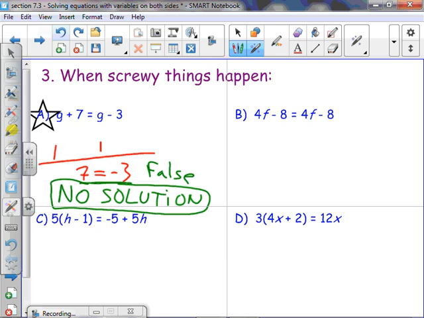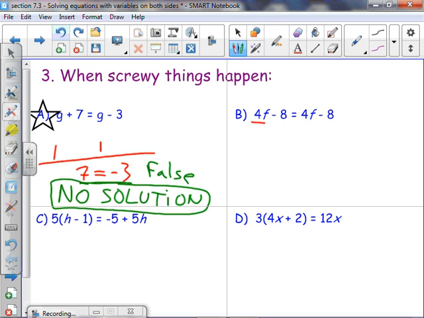Anytime you wind up with something that's clearly false, some number equals a different number, then there is no value that we can pick for the variable that would make this statement true. Okay? Let's try another example, maybe make it a little clearer. If we had 4f minus 8 equals 4f minus 8, well, once again, we need to get rid of the variable from one side because we have a variable on both sides here.